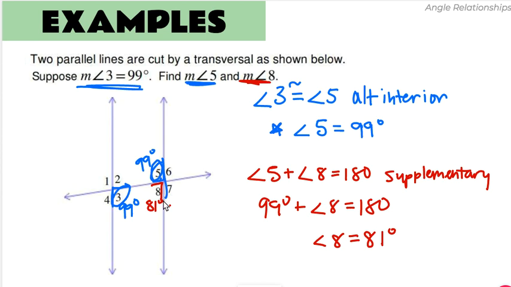Now, angle 5 and angle 8 are actually adjacent on a straight line. So angle 5 plus angle 8 equals 180 degrees because of the supplementary angles. Do your math and you find that angle 8 equals 81 degrees. That's it.